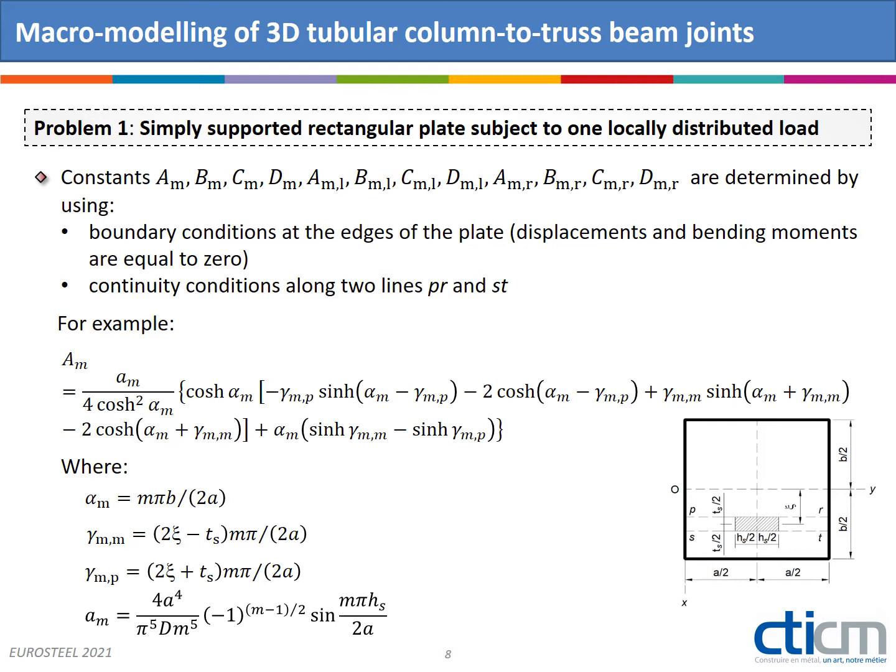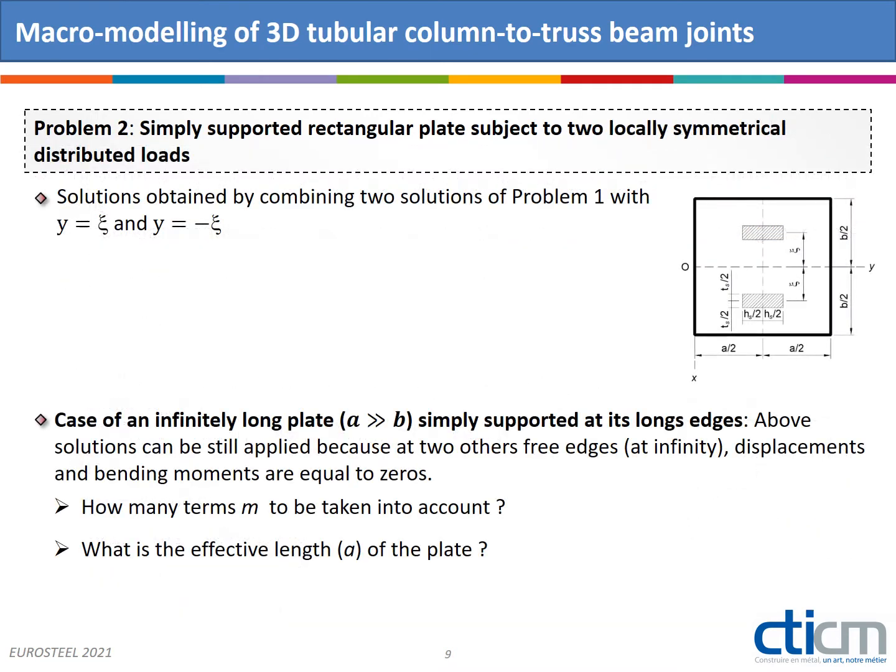For example, the parameter AM is a function of the integer number M, the dimensions of the plate A and B, the thickness of the socket TS, HS the length of the socket, and C the location of the socket. In the second problem, we consider both parts of the socket. The solution to this problem is easily obtained by superposing two solutions of the previous problem with two different locations of the socket, plus and minus C.